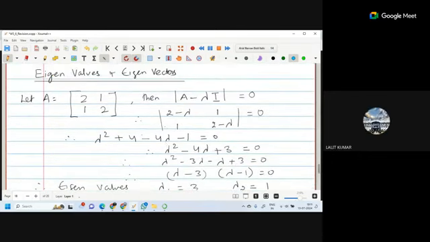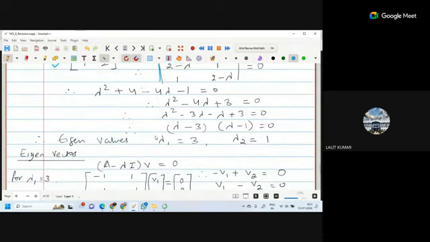Taking a simple matrix A equal to [2, 1; 1, 2]. For eigenvalues, the determinant of A minus lambda times I, where I is the identity matrix, becomes 0. So we take the matrix with 2 minus lambda, 1, 1, 2 minus lambda equal to 0. We get the eigenvalues 3 and 1.